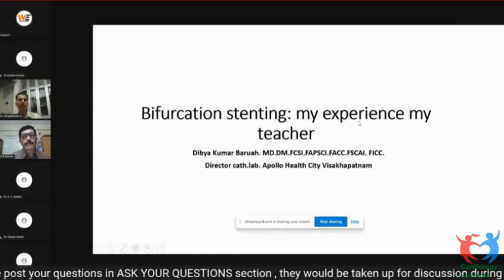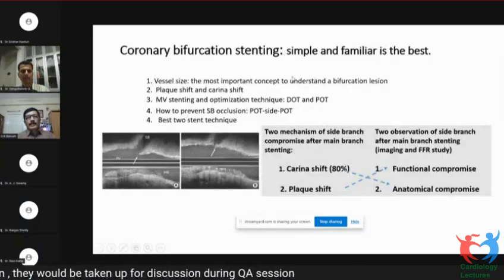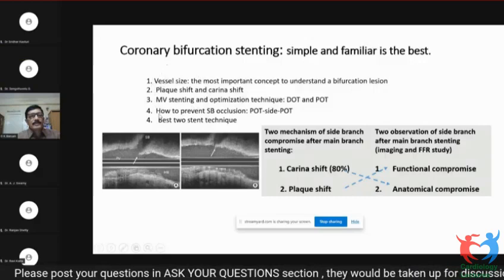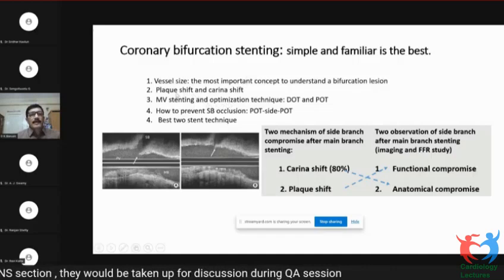Good to go. Anyway, thank you very much for the opportunity. Actually, Dr. Swami has already nicely elaborated regarding bifurcation stenting. I just want to highlight important issues. Most important is that you should always see the vessel size. This is very, very important. You should study the vessel size. And there is plaque shift, carina shift, all these important factors should be considered.